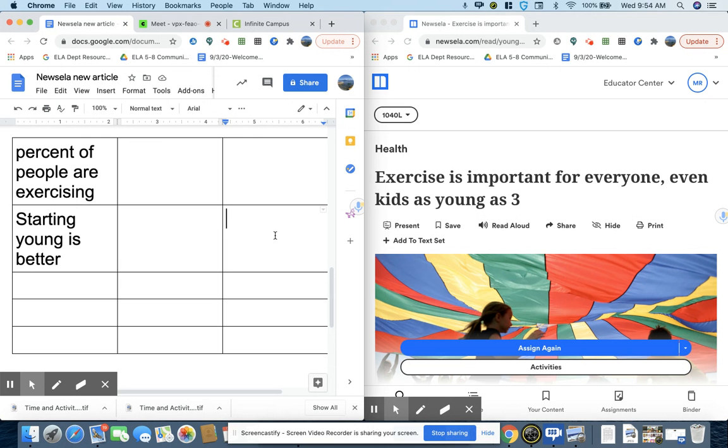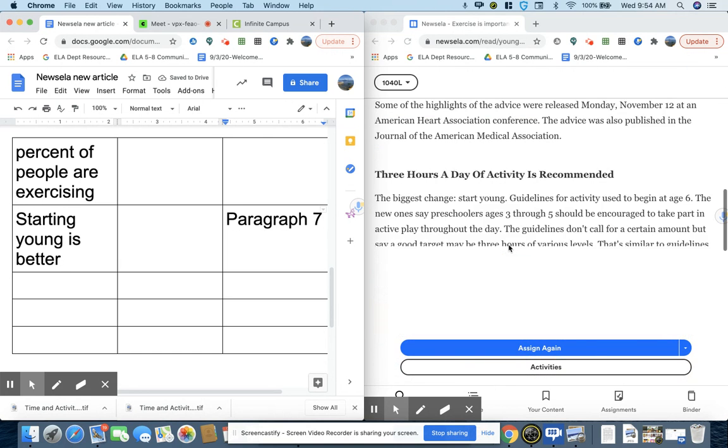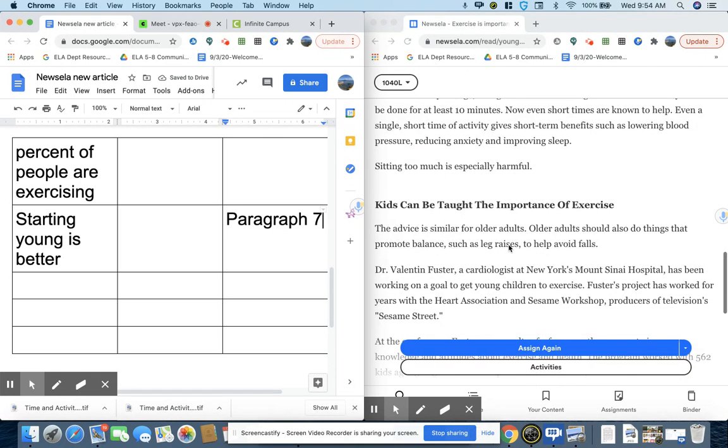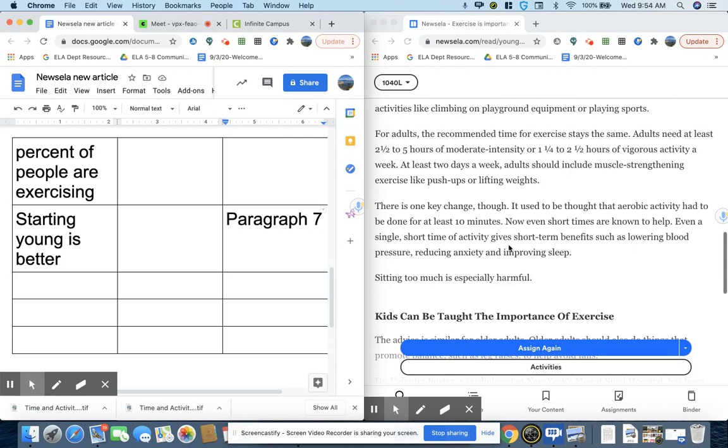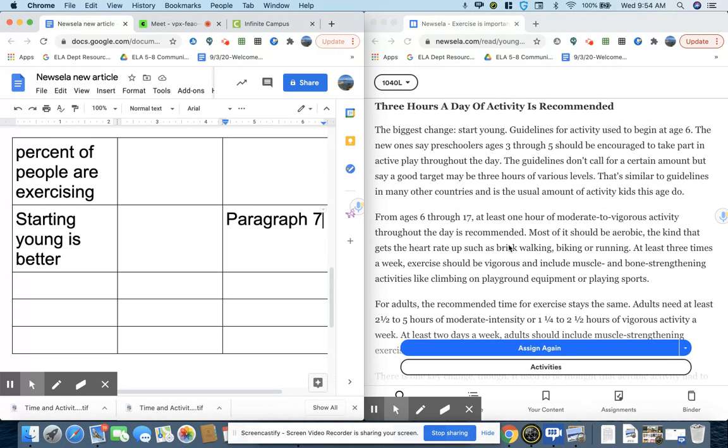Paragraph 7. All right, from ages 6 to 17, at least 1 hour of moderate to vigorous activity throughout the day is recommended. Most of it should be aerobic. Do you guys know what the difference between aerobic and anaerobic is? That should be something your gym teachers would teach you. Has anybody ever heard those two words, aerobic and anaerobic?